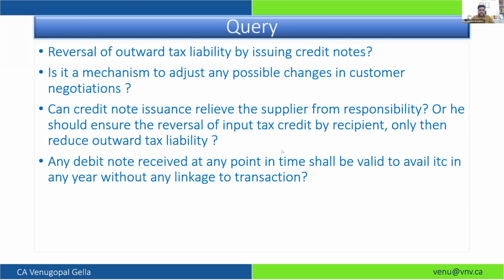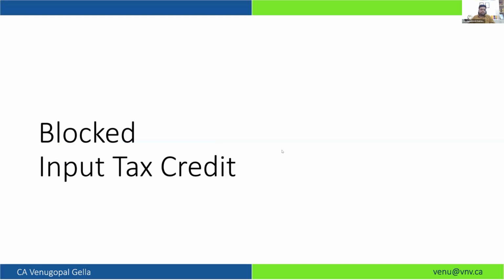So do you want to add anything, sir, in this? Okay. Nothing at this point. Please continue. Okay. Blocked input tax credit. What do you say, Ashika?